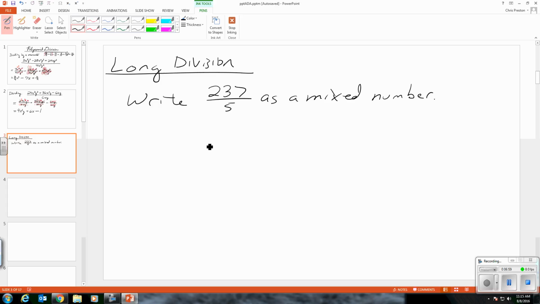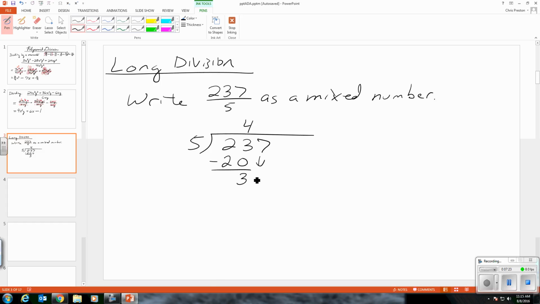Okay, so the way we're going to do that is some long division here. Let's have 5 go into 237. Well, 5 doesn't go into 2, but 5 goes into 23 4 times. So basically, I'm trying to match 5 to 23 as much as I can. And so 4 times 5 is 20. Then I'm going to take off the part that matches, and I have the part that doesn't.